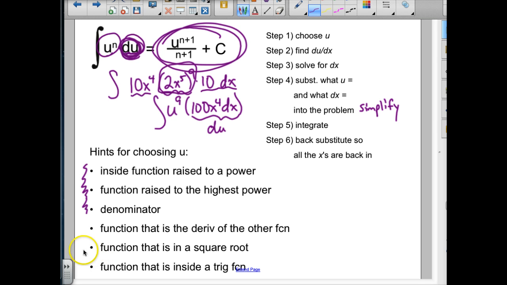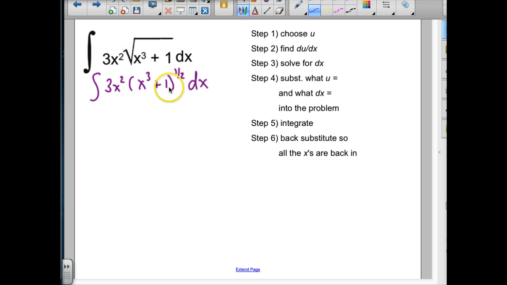Also, it qualifies here. So both of these kind of mean the same thing because something that's in the square root is to the 1/2 power. So we've chosen our u. u will be x cubed plus 1. It's the inside function raised to a power. Step 2, find du dx. So we're going to take the derivative of this u. The derivative of x cubed is 3x squared. The derivative of 1 is 0. That's step 2.